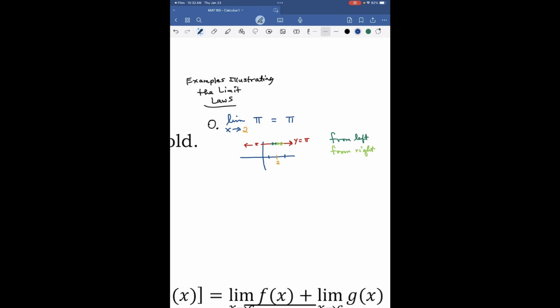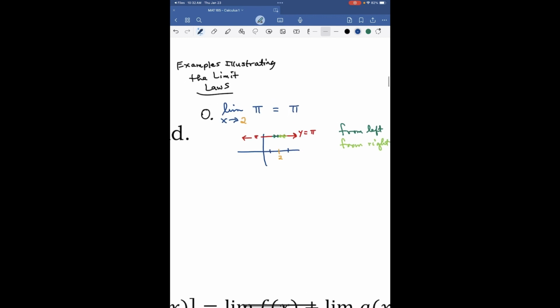Now, the fact that we're looking at when x approaches 2 doesn't really matter. The limit of a constant is that constant. It doesn't matter whatever x approaches. But let's just think about why that is true. If we look on the curve, you can see I've graphed the curve here, which is just a horizontal line, y equals pi.